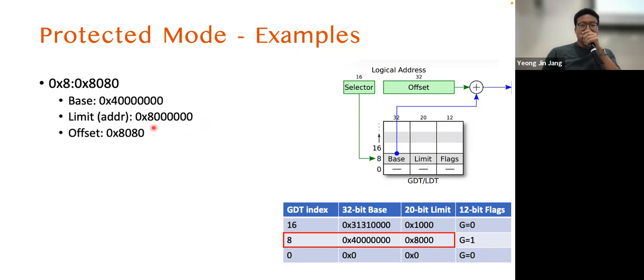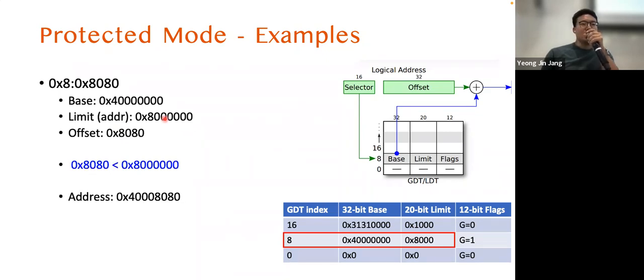And then the offset is 80080, and the offset is definitely smaller than the limit address, so we can access it. So the CPU will grant the access to this address, and the resulting address will be the base address plus the offset. So please note that we are not doing the multiply by 16 here. We fetch the base address by referring to the global descriptor table. That's the most important part.